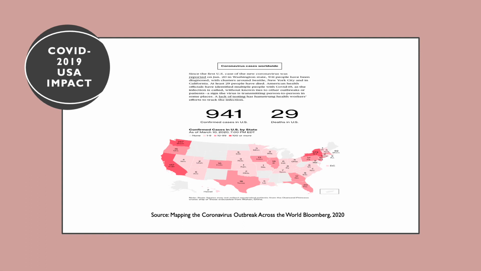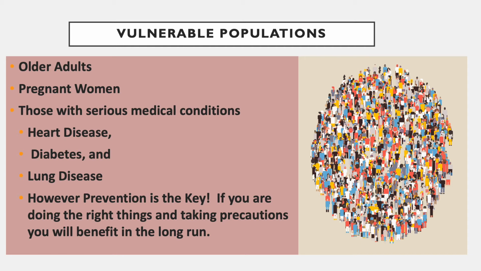What I want to point your attention to is the ports. You will see the highest prevalence around the ports where cruise ships have come in to California, where people do frequent travel. And so, California, New York, and Washington, you will see in these ports the color is redder because that means that there have been more cases in those areas. So let's take a look at vulnerable populations: older adults, pregnant women, those with serious medical conditions, cancers, heart disease, pretty much are at risk for the coronavirus. However, prevention is key. So if you're doing the right thing and taking precautions, you will benefit in the long run.